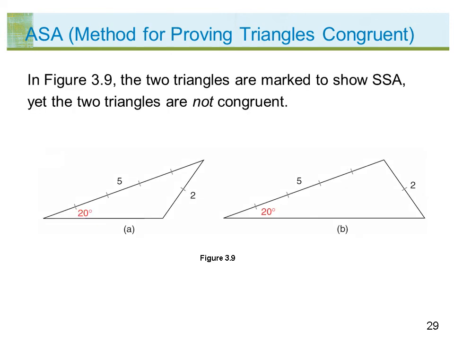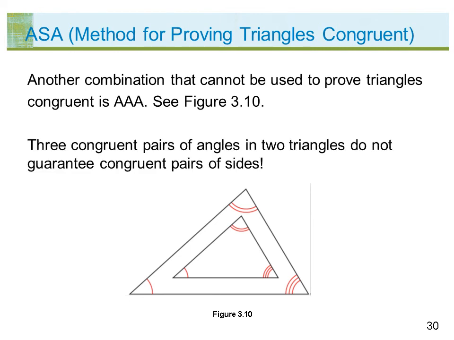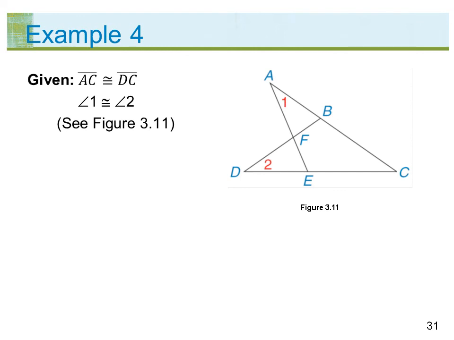In figure 3.9, the two triangles are marked to show side side angle, yet the two triangles are not congruent. Another combination that cannot be used to prove triangles congruent is angle angle angle. See figure 3.10. Three congruent pairs of angles in two triangles do not guarantee congruent pairs of sides. Given line segment AC is congruent to line segment DC, angle 1 is congruent to angle 2, see figure 3.11. Prove triangle ACE is congruent to triangle DCB.